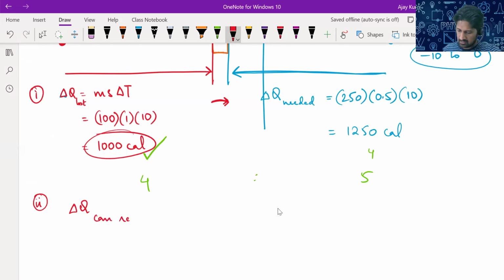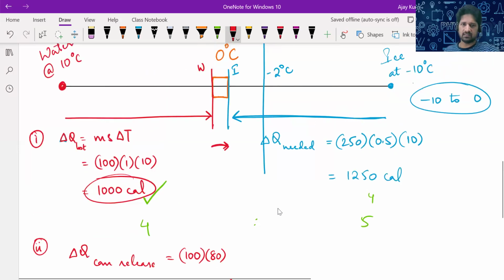We don't know if it will definitely lose that heat or not, but the latent heat for ice-water conversion is 80 calories per gram. So 100 into 80, it is ready to give. I mean, it will give 8000 calories of heat if it completes that stage. Okay. But this is like a waiting stage.